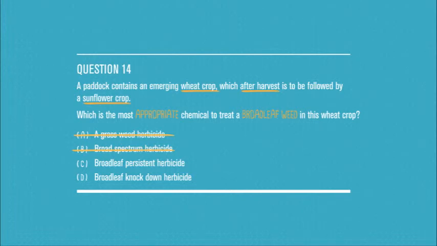Here it comes down to knowing what the word persistent means. C, the broadleaf persistent herbicide, is actually incorrect as well, because that herbicide will persist in the soil and affect the sunflower crop that you want to grow during the summer months. Which leaves D, the broadleaf knockdown herbicide, as your correct answer here, because you're going to kill your broadleaf weed but leave your wheat crop, and when you go to sow your sunflower crop, you're still going to have your crop growing without any residual effect from the herbicide.